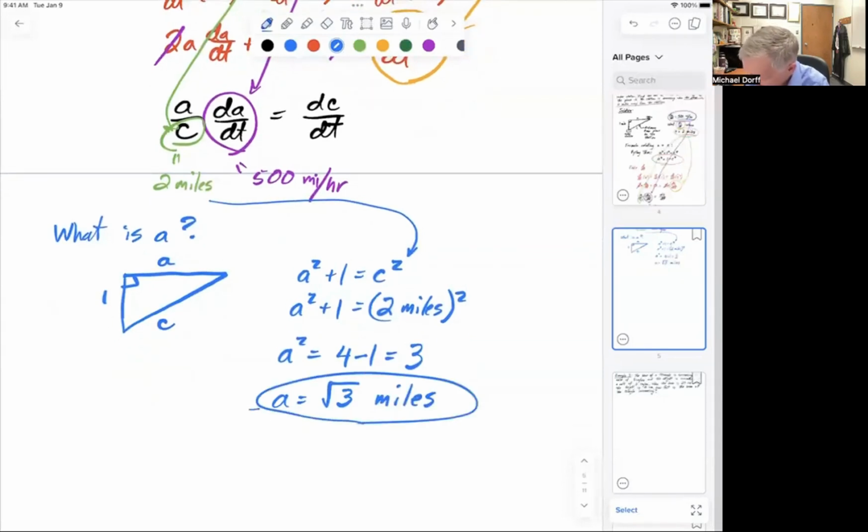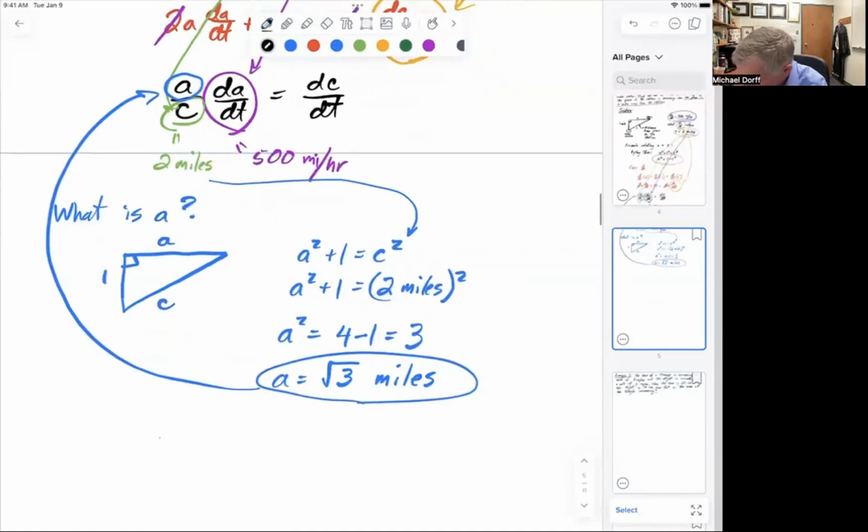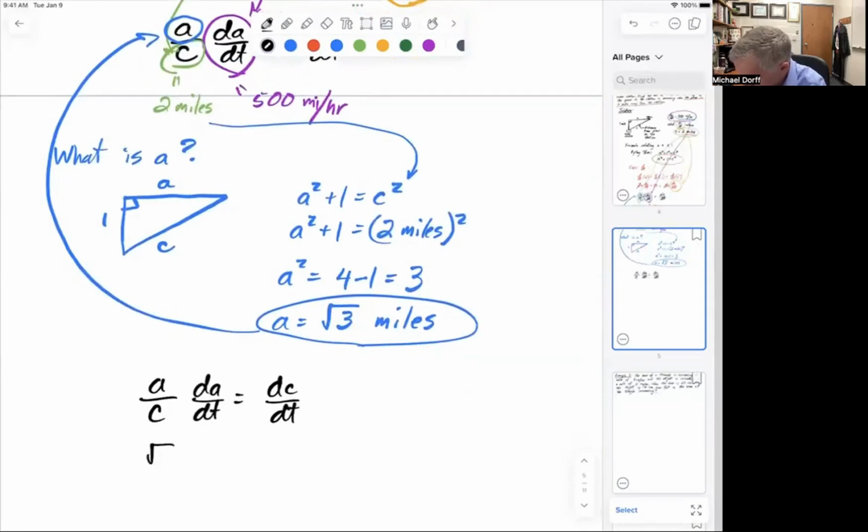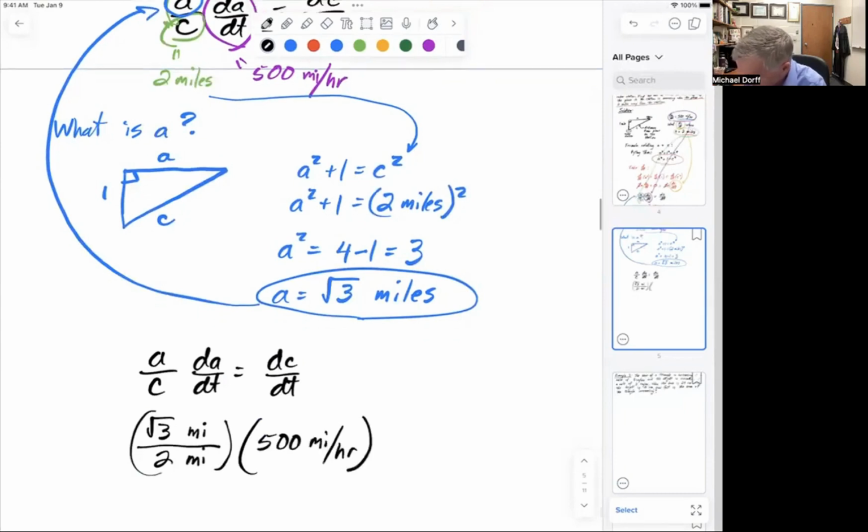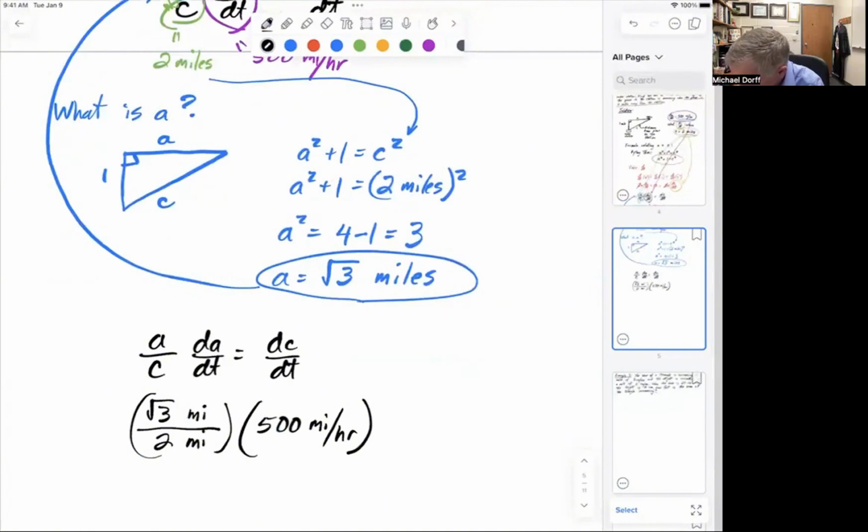So now we have A, and we can then substitute that back in here. So what do I have? Again, I'll write my formula, A over C times dA/dt equals dC/dt, and A is square root of 3 miles over C, which was 2 miles, and then I'm dividing it by 500 miles per hour. And when I do this, some things cancel out. My units, miles, cancel out, and I can then write this as 500 square root of 3 over 2 miles per hour.